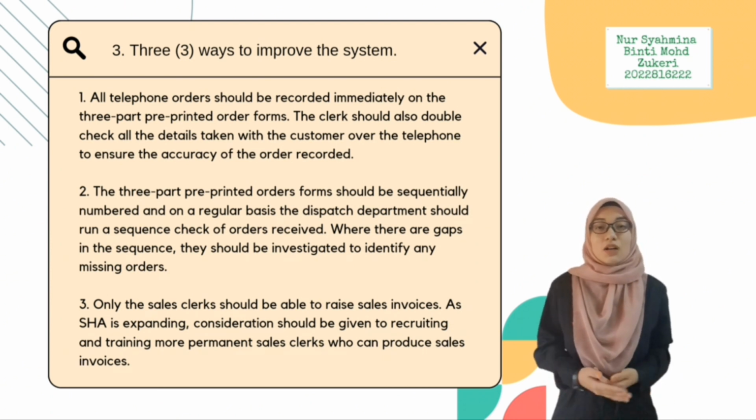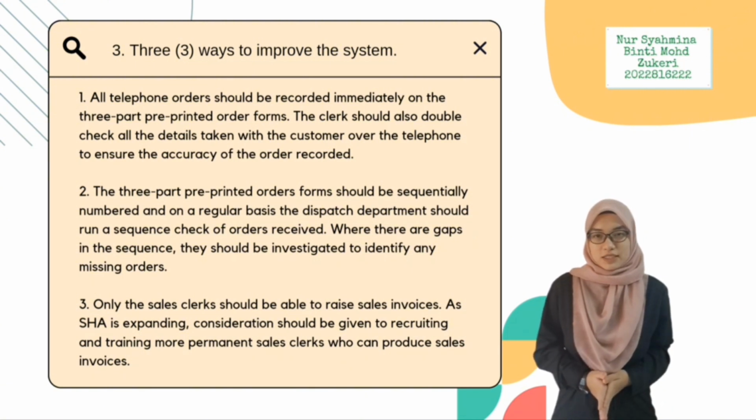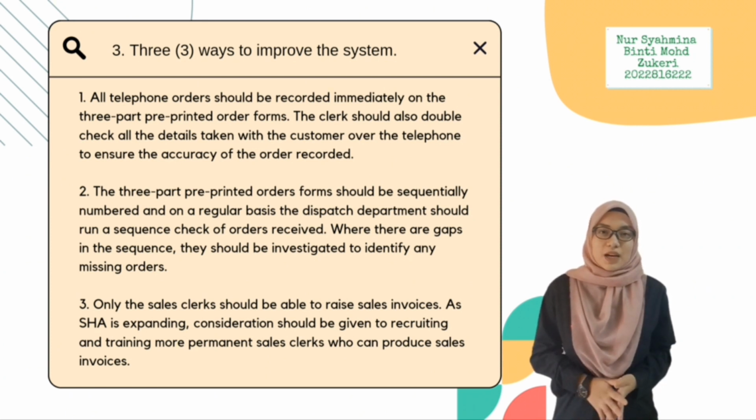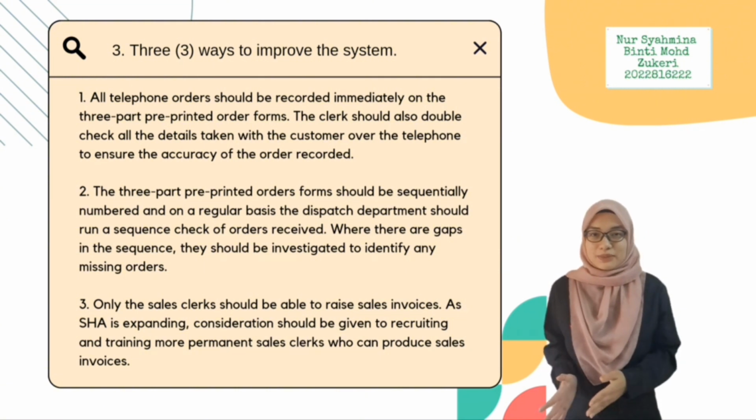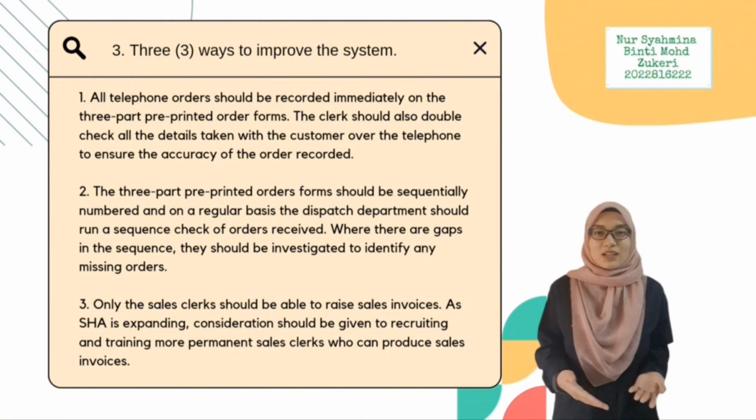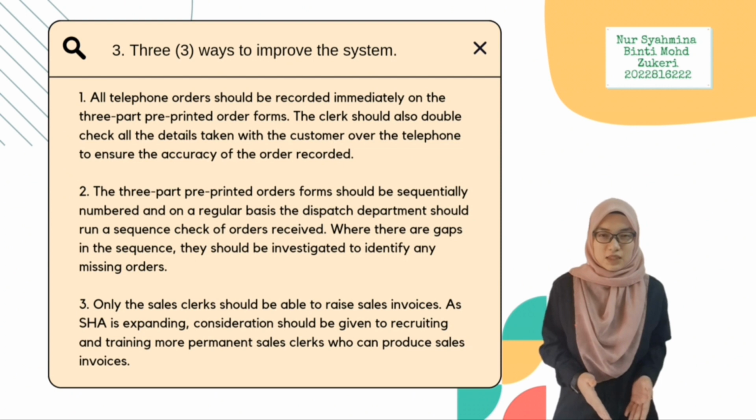So the first one is all the telephone orders should be recorded immediately on the 3-part pre-printed order form. The clerk should also double check all the details taken with the customers over the telephone to ensure the accuracy of the order recorded. Second, the 3-part pre-printed order form should be sequentially numbered, and on a regular basis, the dispatch department should run a sequence check of the orders received. Where there are gaps in the sequence, they should be investigated to identify any missing orders.